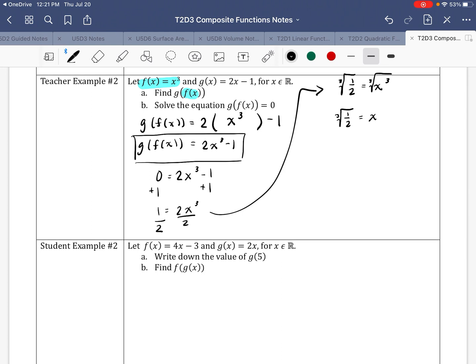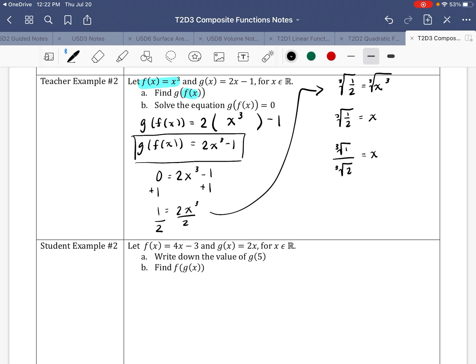Now this is technically the correct answer, right? It will give you the correct value. But it is considered bad form to have a square root in your denominator, or a cube root in this case. So I'm going to go through a process of rationalizing the denominator. It means getting rid of that root in the denominator. So what we're going to do first is split up our fraction. So keeping in mind our exponent rules from before, we can break that up into the cube root of 1 over the cube root of 2. That's still going to equal x.